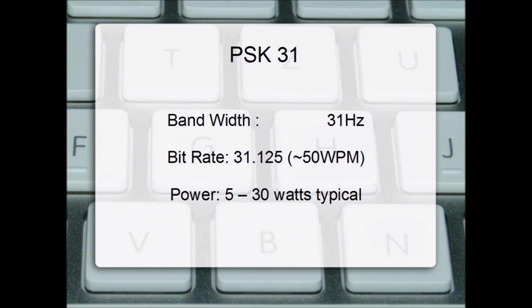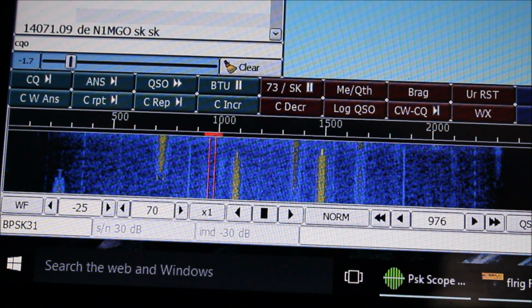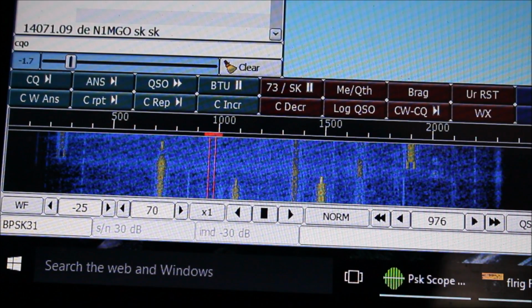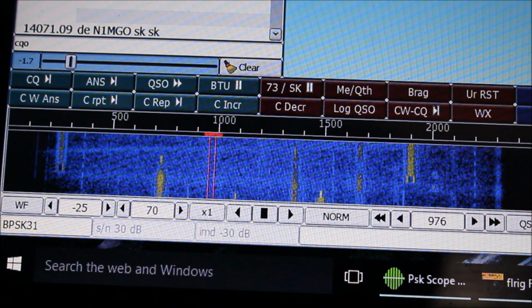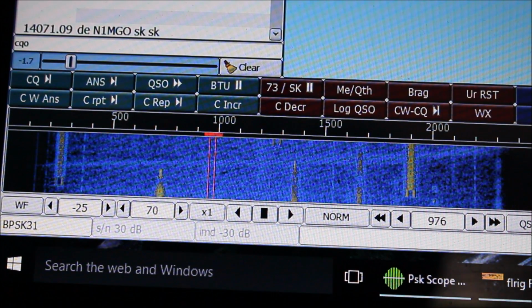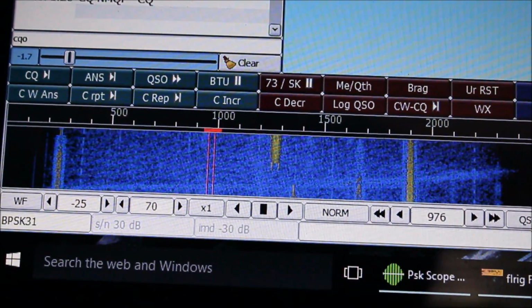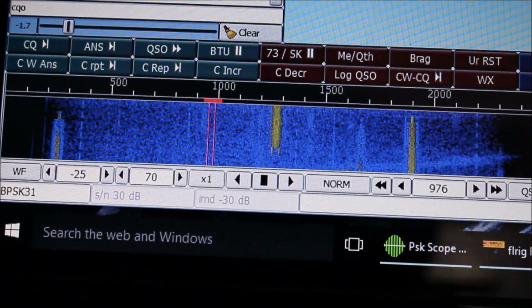PSK31 requires very little bandwidth, and yet offers reliable data exchange rates of up to 50 words per minute using 5 to 30 watts of power. On 40, 20, and 15 meters, it's not uncommon to see 10 or more conversations all taking place within a 1 to 2 kilohertz band segment. Unthought of band densities when I first started ham radio back in the 70s.